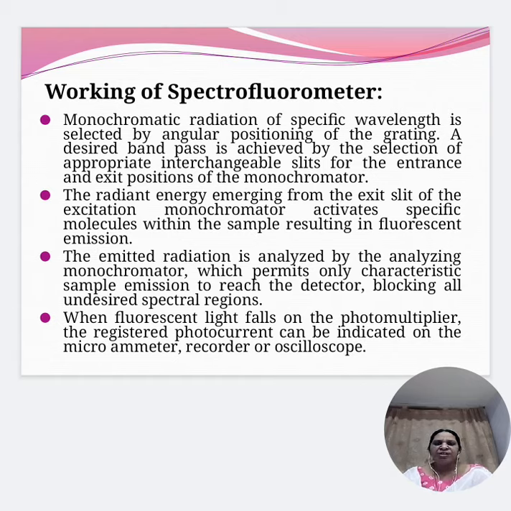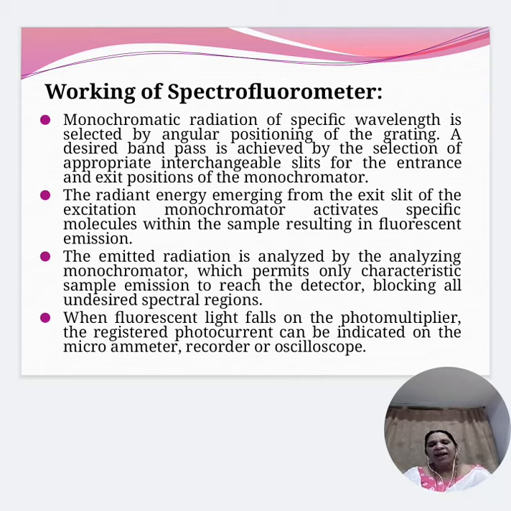The radiant energy emerging from the exit slit of the excitation monochromator falls on the sample and activates specific molecules within it, resulting in fluorescent emission. This emitted radiation is analyzed by the analyzing monochromator, the second monochromator, that is the emission monochromator, which permits only characteristic sample emission to reach the detector, blocking all undesired spectral regions.